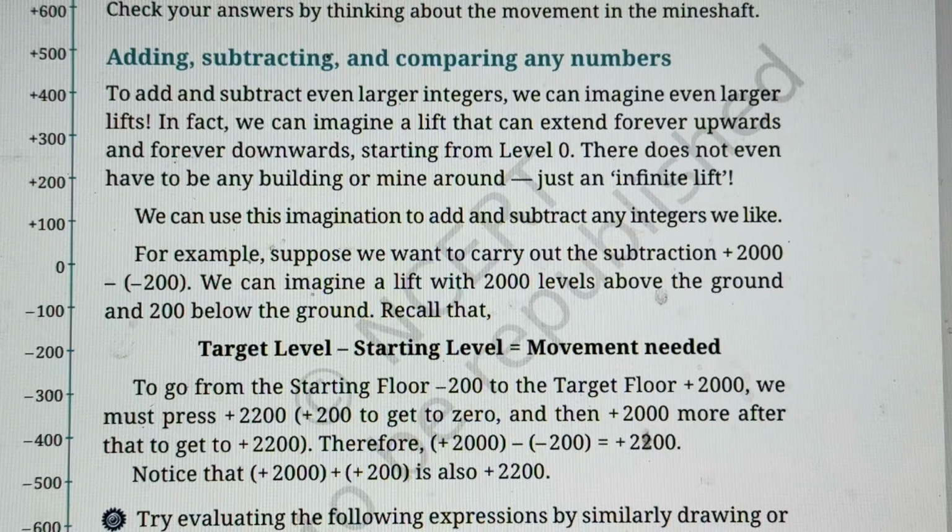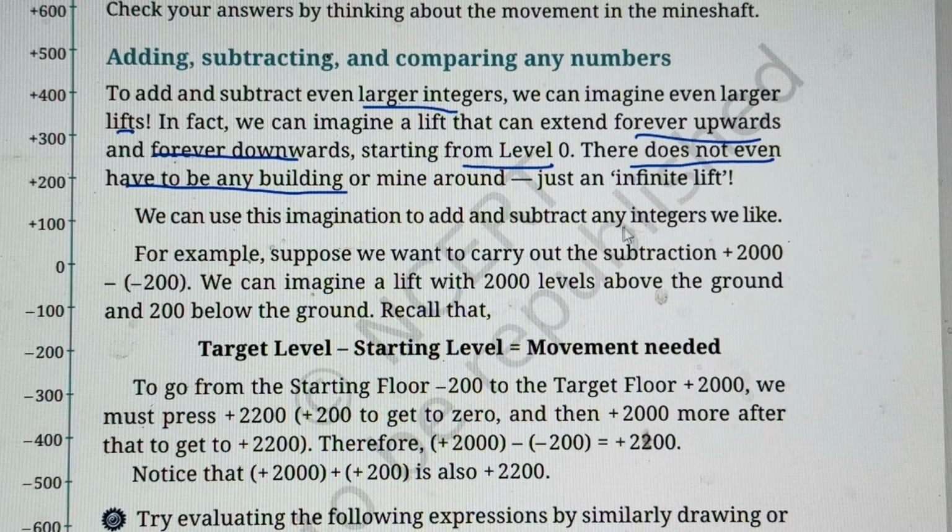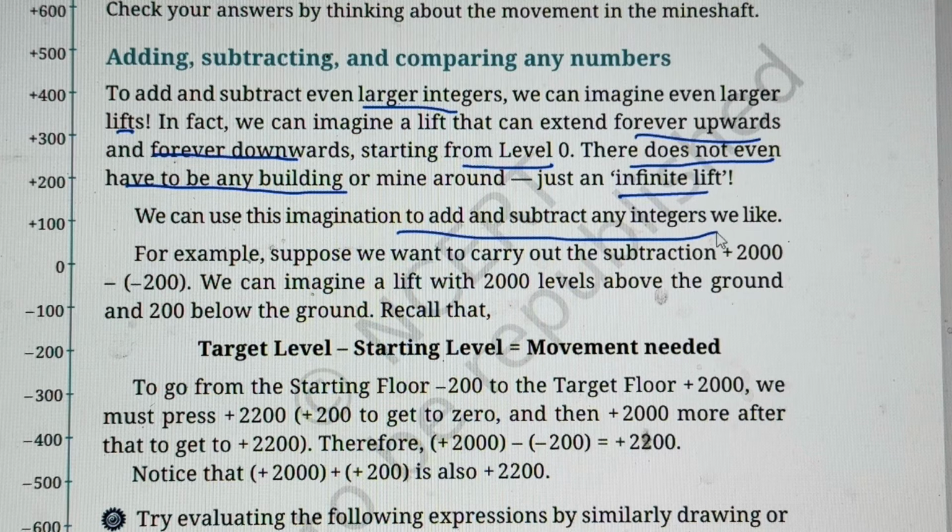So to add and subtract even larger integers, we can imagine even larger lifts. In fact, we can imagine a lift that can extend forever upwards and forever downwards, starting from zero level. So there does not even have to be any building or mine around, just an infinite lift, right? So we can use this imagination to add and subtract any integers we like. For example, suppose we want to carry out the subtraction plus 2000 minus (minus 200). So we can imagine a lift 2000 levels above the ground and 200 below the ground.